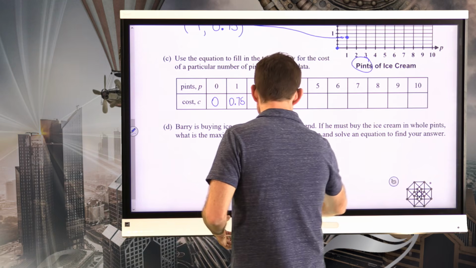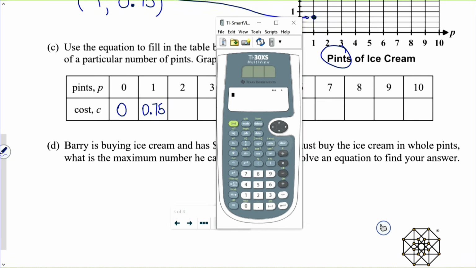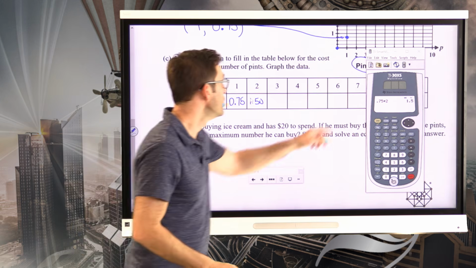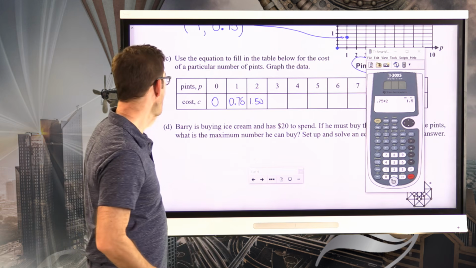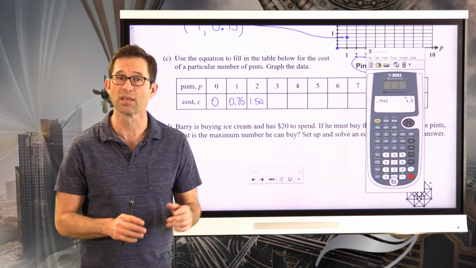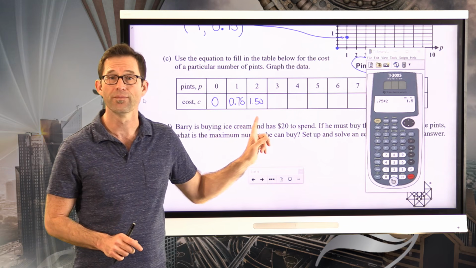Like, let's take a look at 2 pints, right? And we should get an answer that's not surprising. The equation says to take 0.75, the cost of 1 pint, and multiply it by how many pints we have. So for 2 pints, the cost is going to be $1.50. And I bet most of you could pretty much work that out in your head. If you know that a pint costs 75 cents, then 75 cents plus 75 cents gives us $1.50.